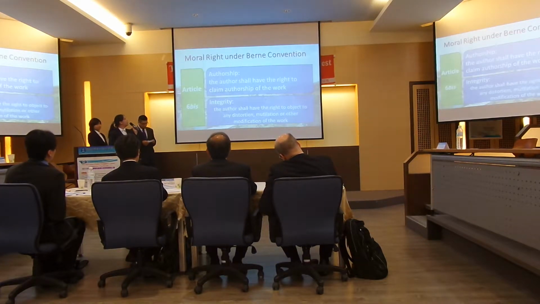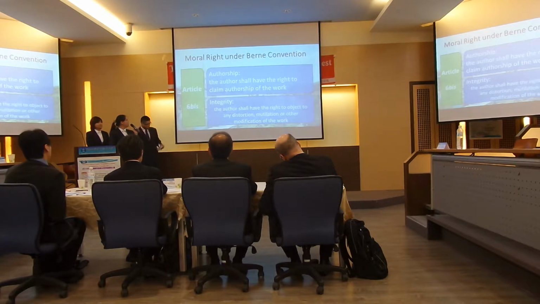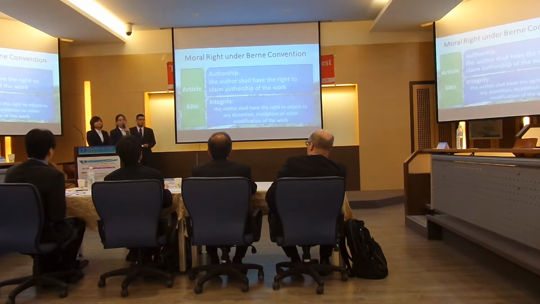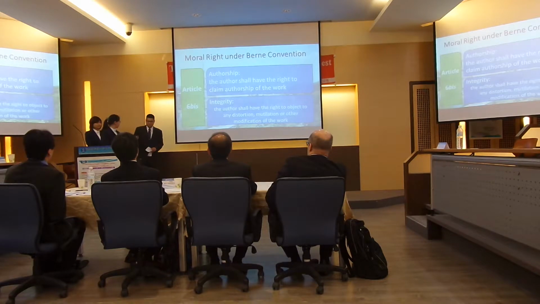However, the moral rights under the Berne Convention only admit two types. The first one, the authorship. The author should have the right to claim authorship of the work. And the second one, the integrity. The author should have the right to object to any distortion, manipulation, or other modification of the work. Now, after my brief introduction of Western copyright law, it's time to elaborate the details of Chinese copyright. So, it's my partner Fang Xu's turn, please.